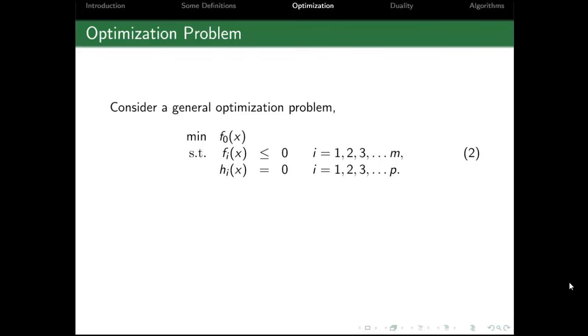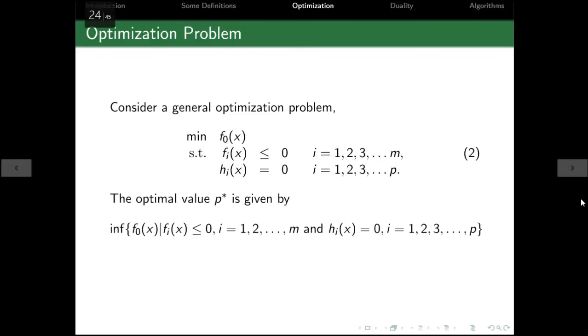Now, let us look at a general optimization problem. Any optimization problem in general can be reduced to this form of minimize an objective function subject to few inequality constraints and few equality constraints. So the optimal value p star can also be written as infimum of f naught of x such that fi of x less than or equal to 0 for i equal to 1 to m and hi of x equal to 0 for i equal to 1 to p.